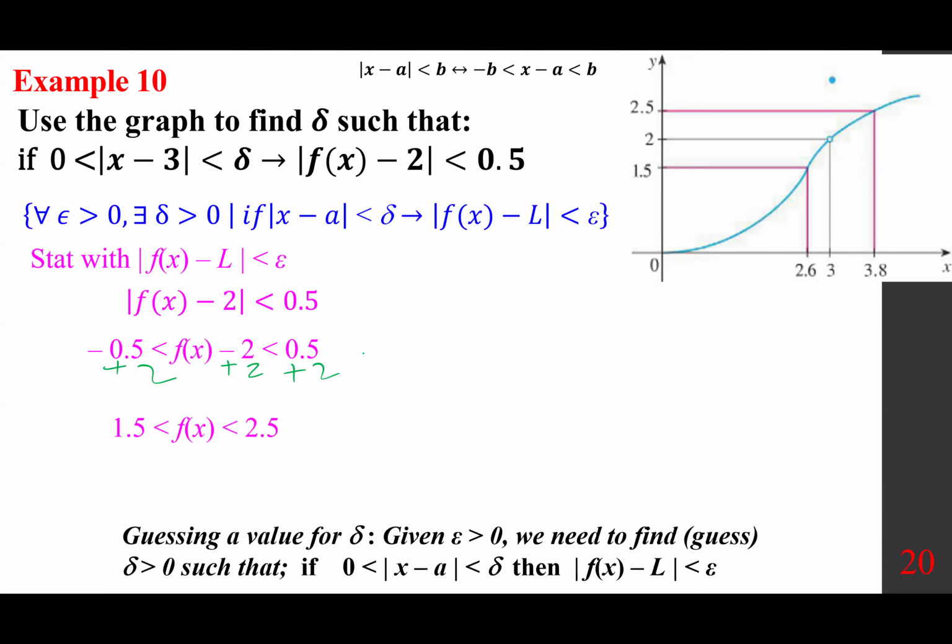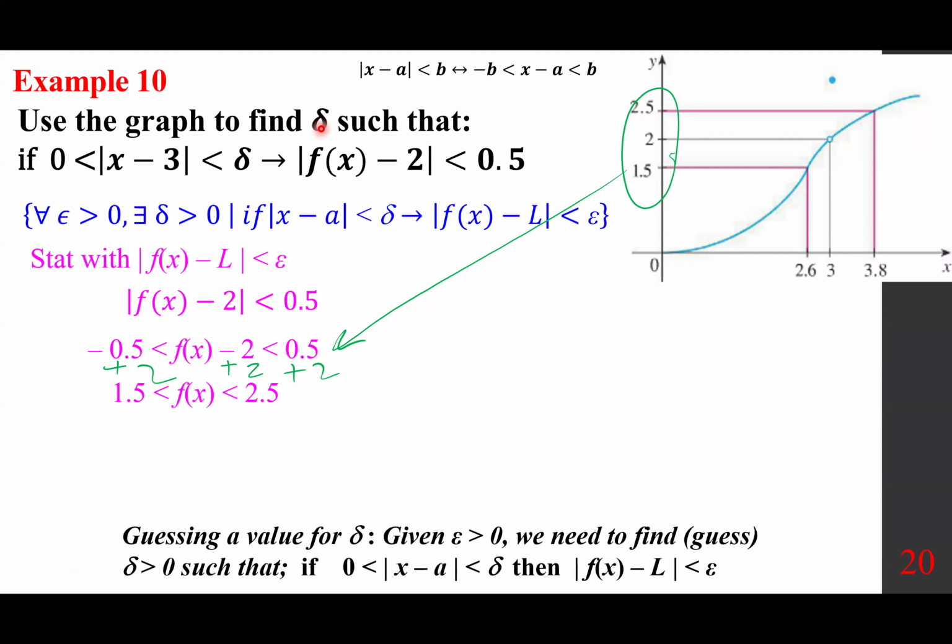Add 2 to 3 sides. And f of x is between 1.5 and 2.5, as you can, of course, see from the graph. It's given. But what if the graph was not given? You could figure out what it is. Now, we want to use the graph to find the value of delta.